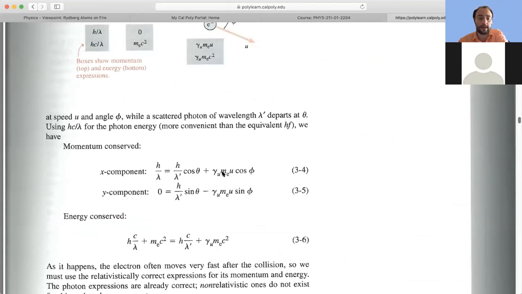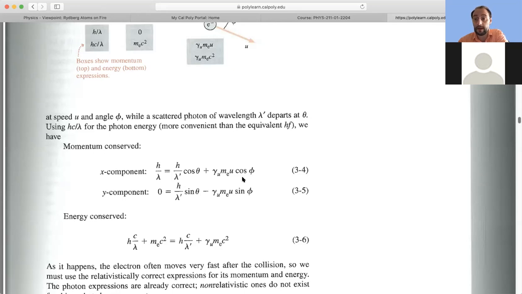Well, how do you do that? You could, for example, move this thing to the other side and divide one equation by the other to eliminate gamma mu, because there's a common factor, gamma mu. And then you would have something like cotangent or tangent of phi in terms of everything else that you know.